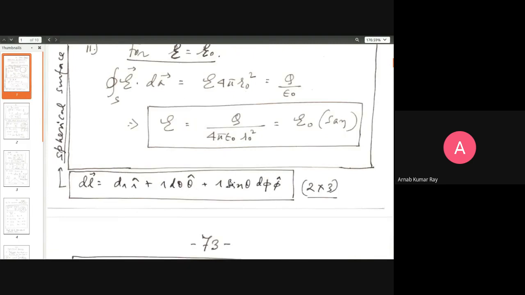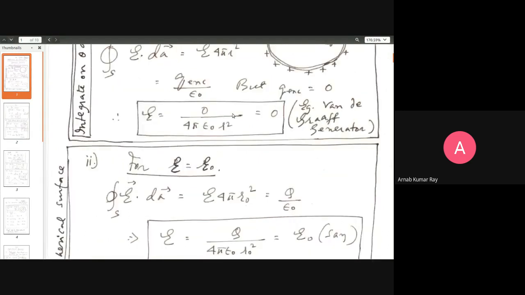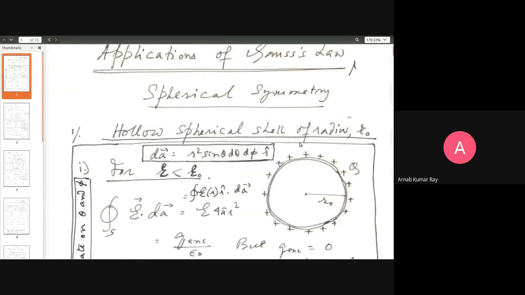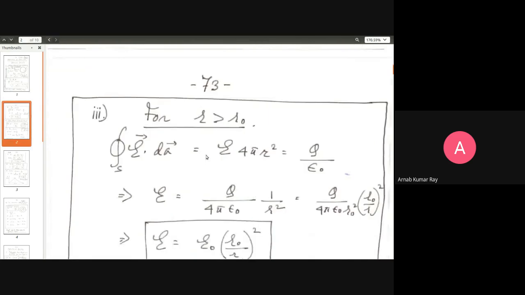You take this and this, cross them on a spherical surface, and this is what you get. Okay. The next case to take, see, there are three cases, sub-cases here for a particular topic. You have a hollow spherical shell of radius R naught, once within the shell, once on the shell, and once outside the shell. So now you've gone outside the shell, R greater than R naught.